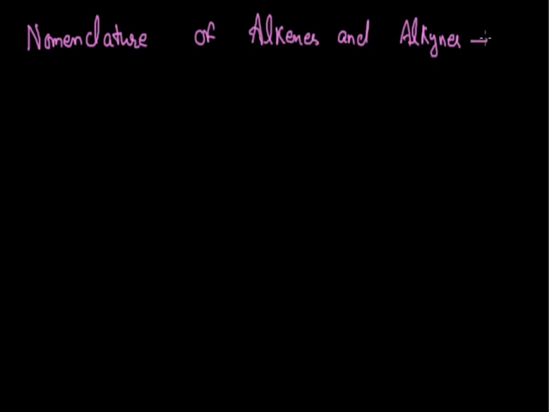Hello students, last time we learned the nomenclature of alkanes, and now in this segment we will continue with the nomenclature of alkenes and alkynes. So now we will begin with how to name alkenes and alkynes. As we have seen, the first step of nomenclature is the selection of the parent chain. So we will start the nomenclature of alkenes and alkynes with the rules for selecting the parent chain.